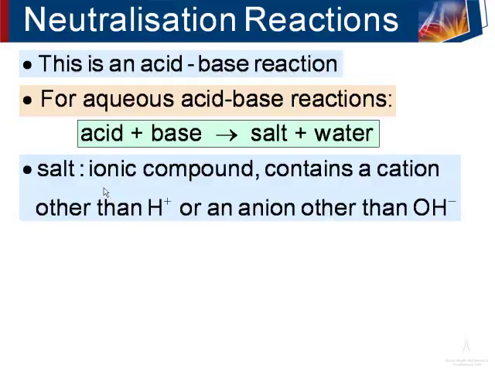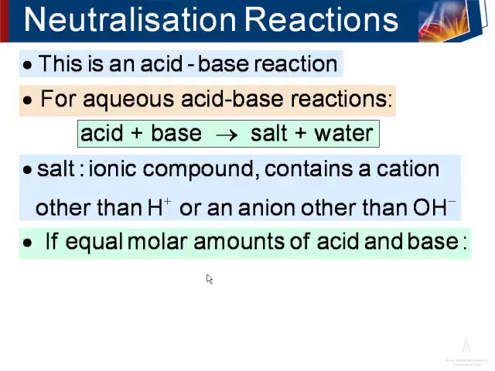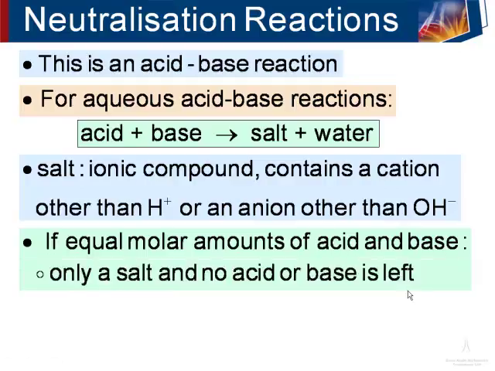Now, a salt is an ionic compound which contains a cation and an anion, but it contains a cation other than the H+ ion, and it contains an anion other than the OH- ion. That's what a salt is. Now, if, for example, we take equal molar amounts of a strong acid and a strong base, at the end, only a salt and no acid or base will be left.